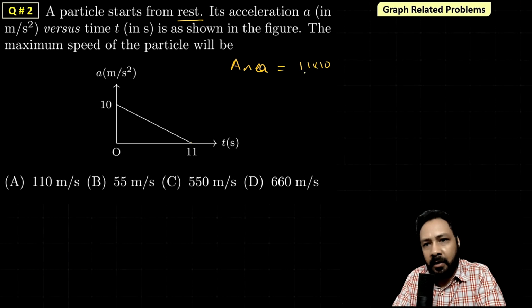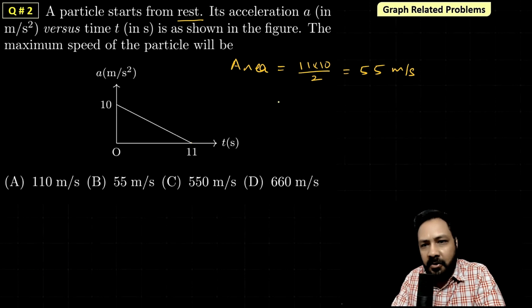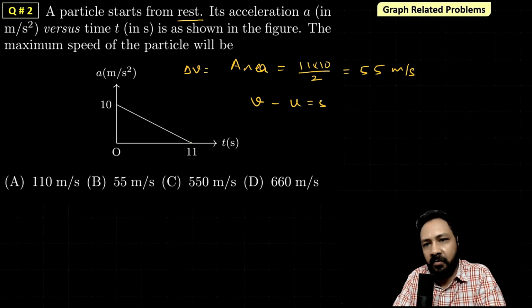11 into 10 by 2. So that is how much? 55 meters per second. And this is a change in velocity. So this area is the change in velocity. So v minus initial velocity is 55. So v is equal to... initial velocity is 0, so v is equal to 55.